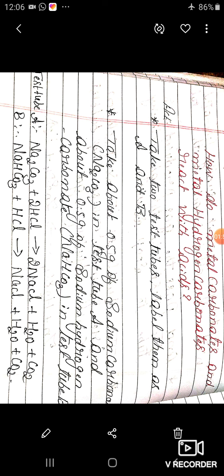The molecular formula of sodium carbonate is Na2CO3. Here Na2 means sodium and CO3 means carbonate. And take 5 gram of sodium hydrogen carbonate in test tube B. The molecular formula of sodium hydrogen carbonate is NaHCO3. Here Na means sodium, H means hydrogen and CO3 means carbonate. It is sodium hydrogen carbonate or sodium bicarbonate.